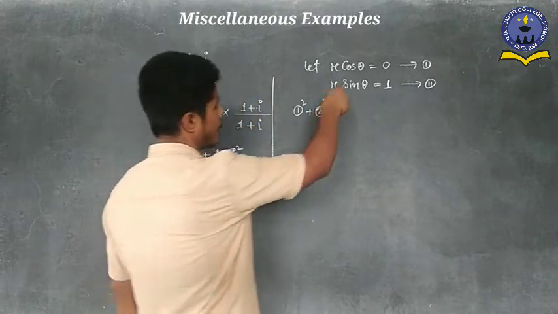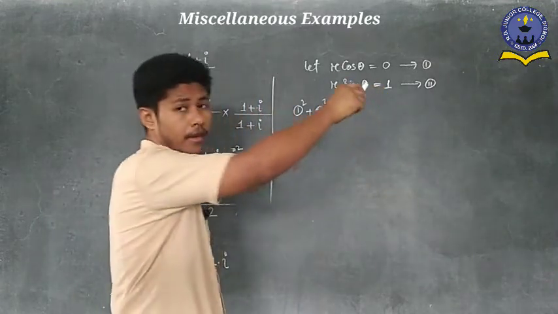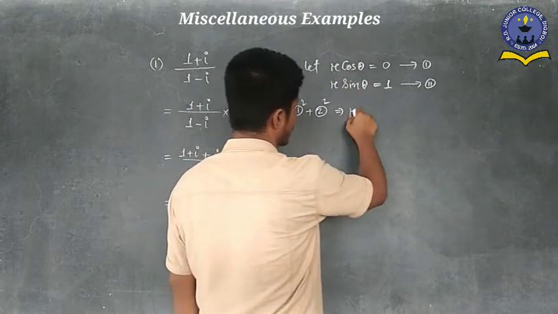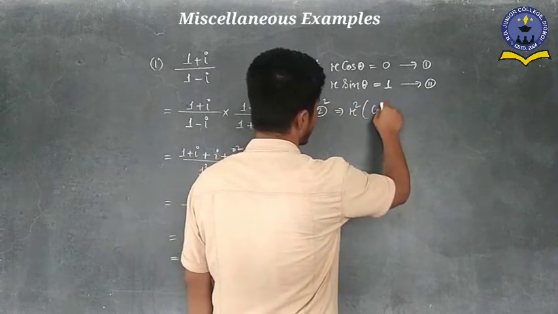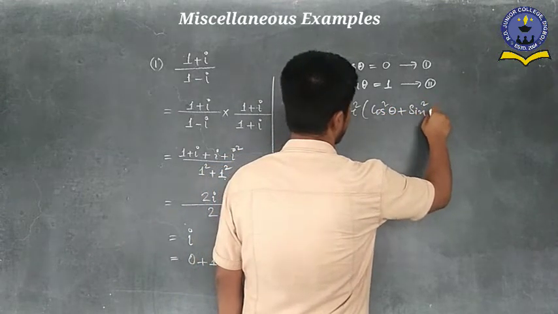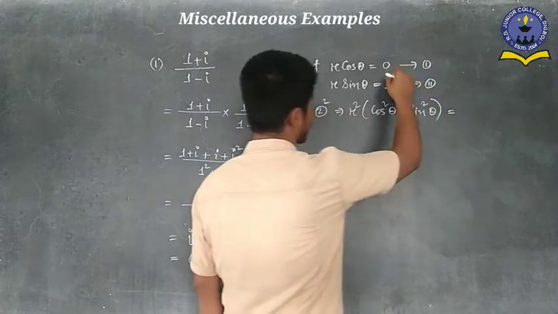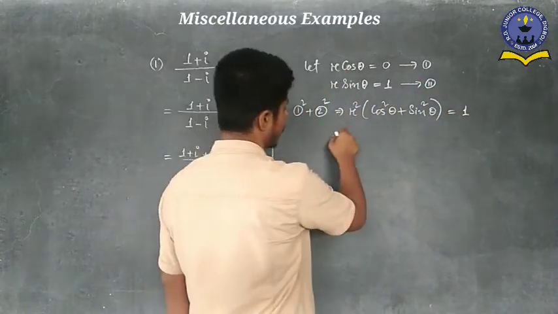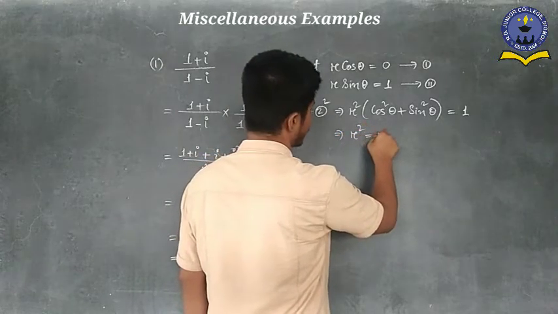So squaring and adding, lots of questions we have done here. So we get r square cos square theta plus r square sin square theta. So r square is common, and then we have cos square theta plus sin square theta, isn't it? And on the other side, 0 square plus 1 square, ultimately the value is 1. From here we get r square equals 1.